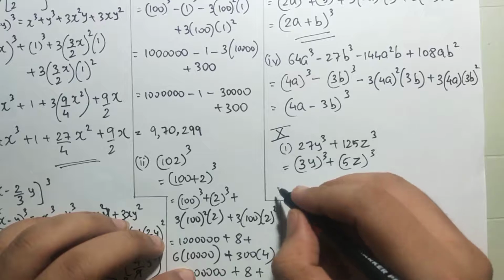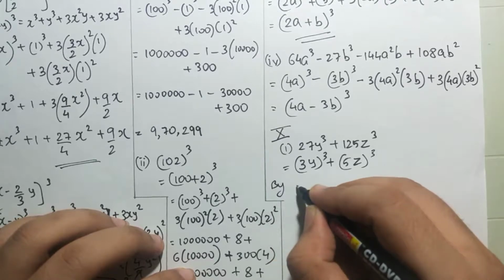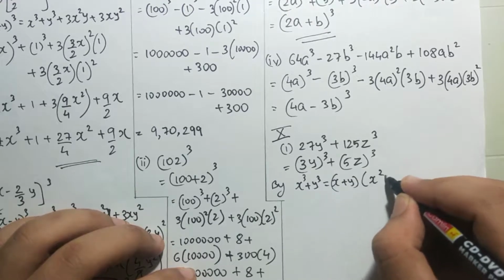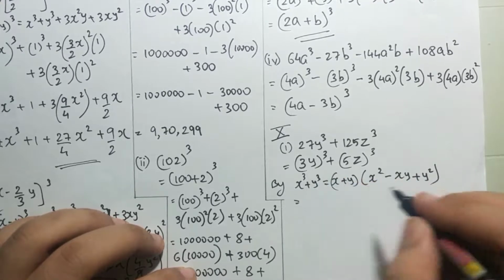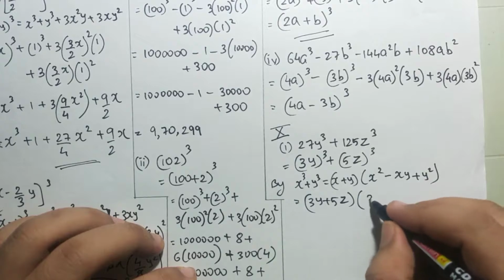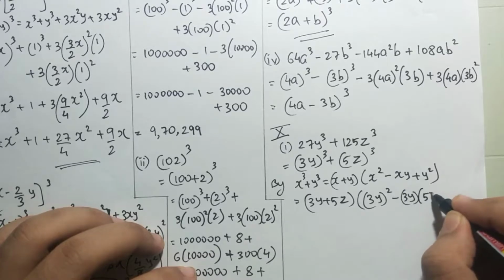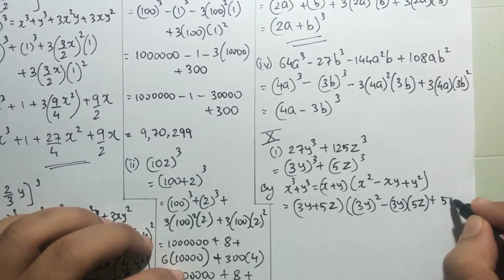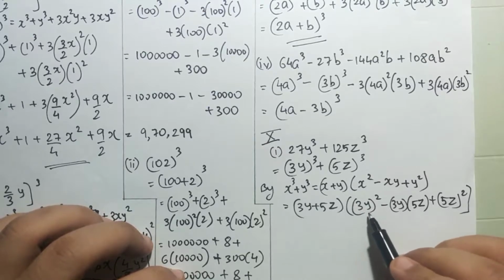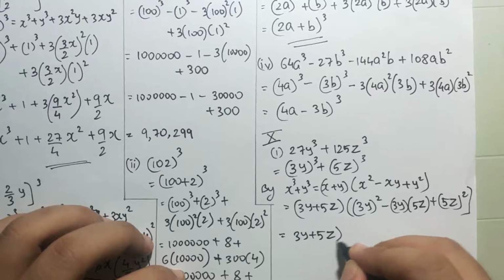Which identity will I apply? That identity is given in the 9th sum. I have explained it in the algebraic identity video. x cube plus y cube equals x plus y multiplied by x square minus xy plus y square, that is x plus y, that is 3y plus 5z, multiplied by square of first term, that is 3y whole square, minus first term into second term, 3y into 5z, plus square of second term, that is 5z square. x plus y, that is first term plus second term; open the second bracket: square of first term minus first term into second term plus square of second term.